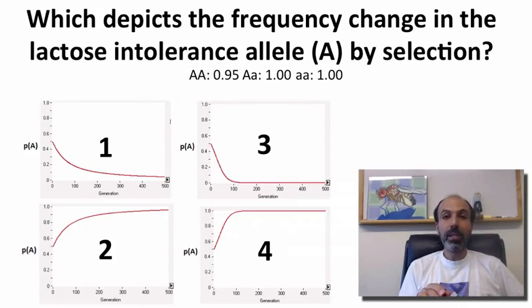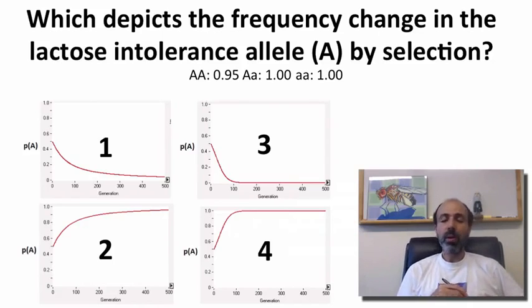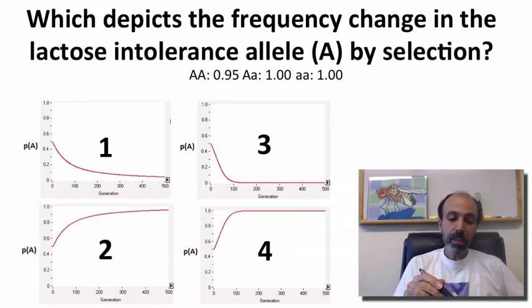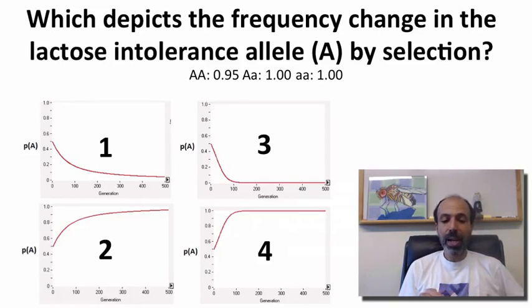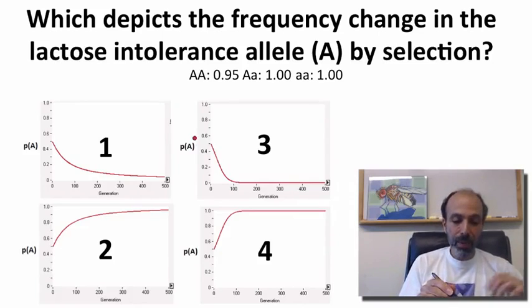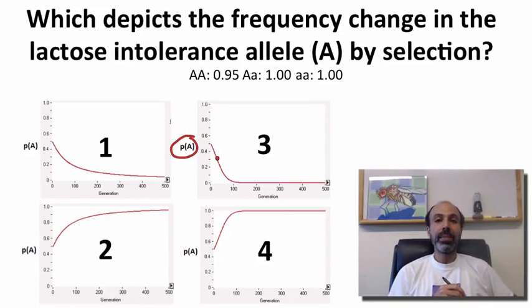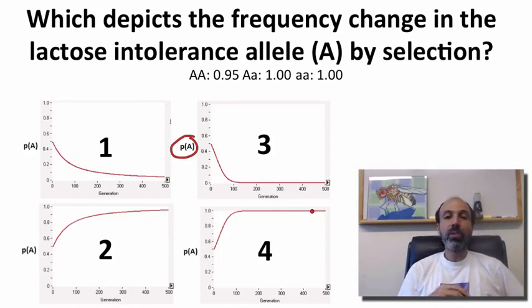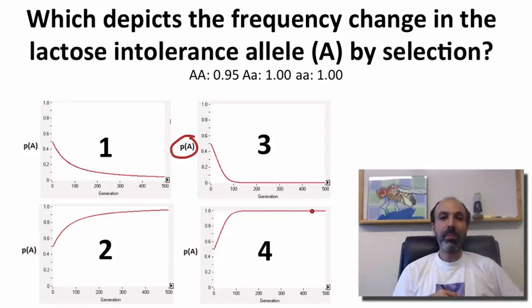Big A little a has a relative fitness of 1.0. And little a has a fitness of 1.0. Again, these pictures are showing time in generations on the x-axis and the frequency of big A, make sure you know that, the frequency of big A on the y-axis. Which of these would be an accurate depiction of what we expect to see over time?